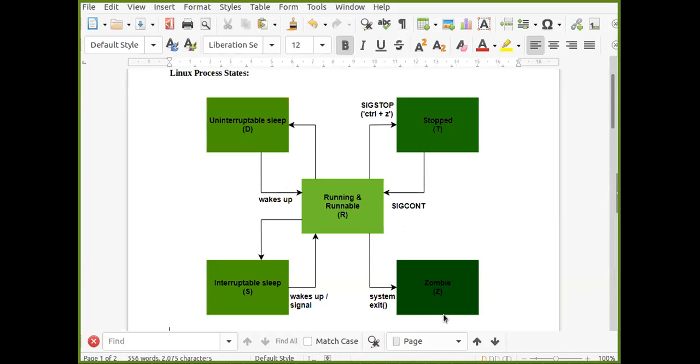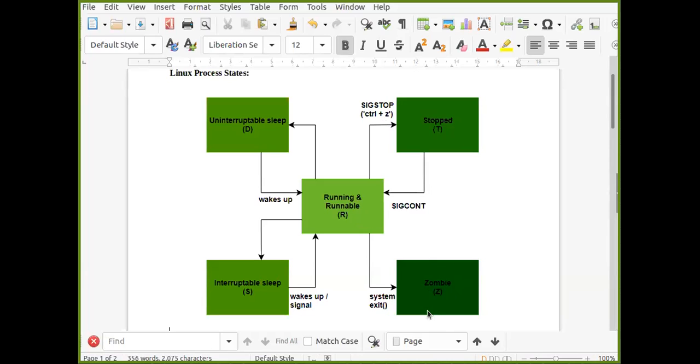Then finally you have zombie state. When process completes, when you call exit, process completes, but still some process data structure is there in the system, and that is the zombie state. So these are the 5 states of a process in Linux system: D, S, R, T, Z.